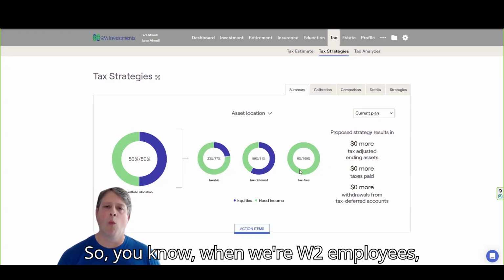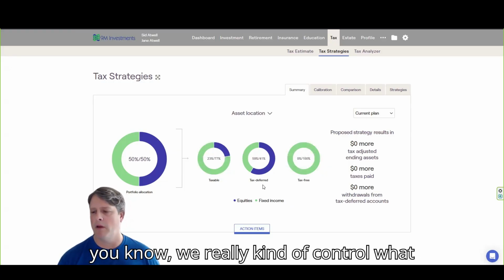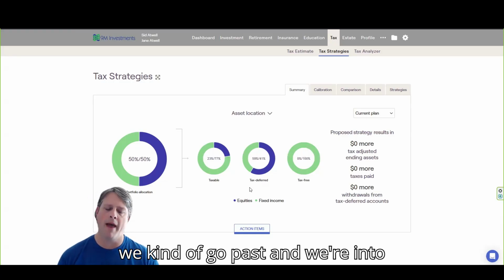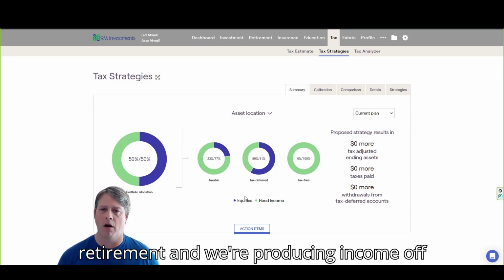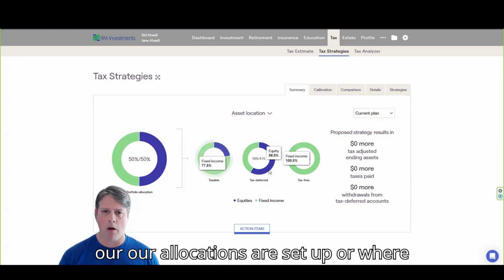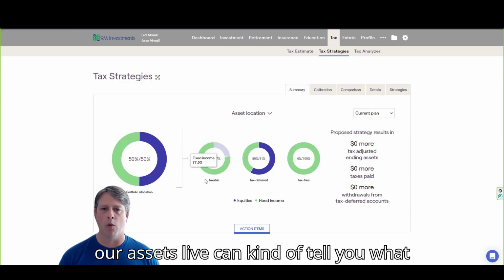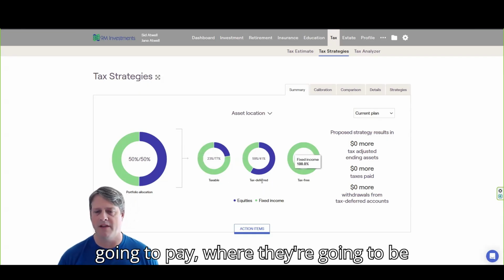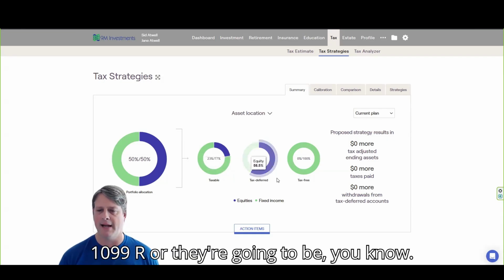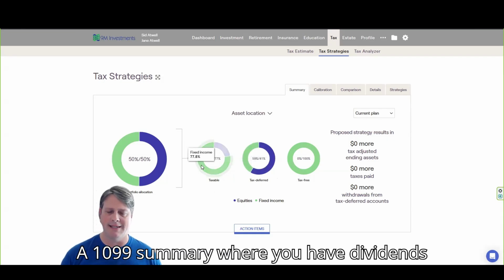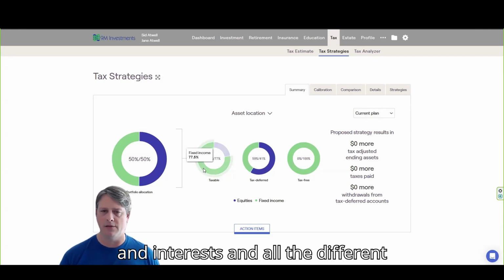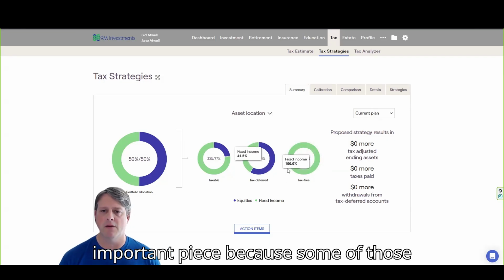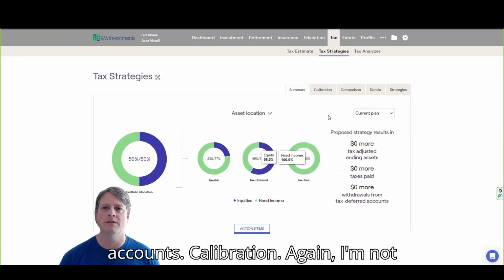So, when we're W-2 employees, we really kind of control what those taxes are and where they go. Once we go past that and we're into retirement and producing income off our investments, depending on how our allocations are set up or where our assets live, that can tell you what types of taxes we're going to pay, whether they're going to be a 1099-R or a 1099 summary where you have dividends and interest and all the different things that you can have there. So, very important piece because some of those investments work better in other types of accounts.